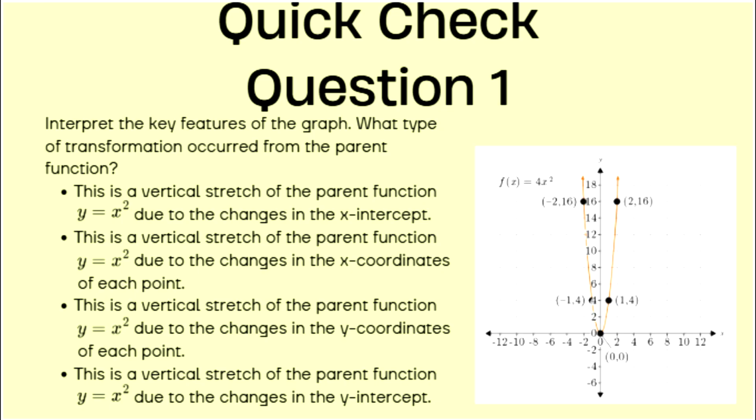Here come the quick check questions. I will not give you the answers, but I will tell you how to figure it out. Interpret the key features of the graph. What type of transformation occurred from the parent function?